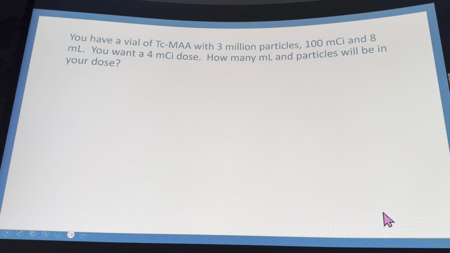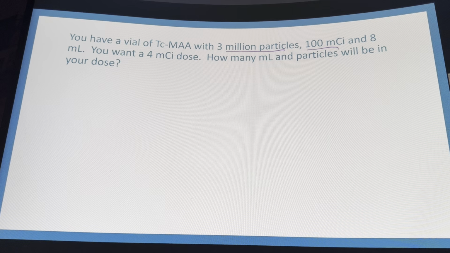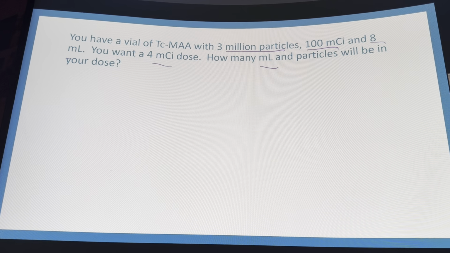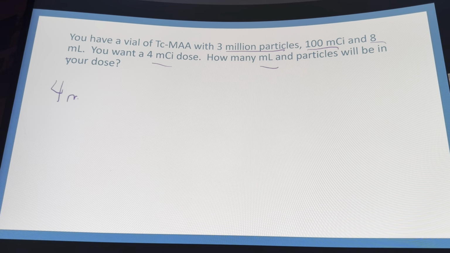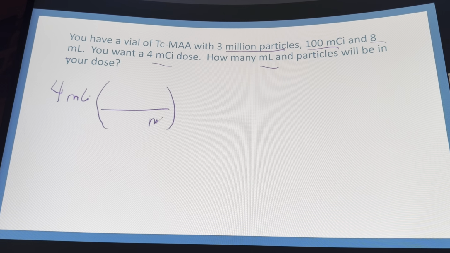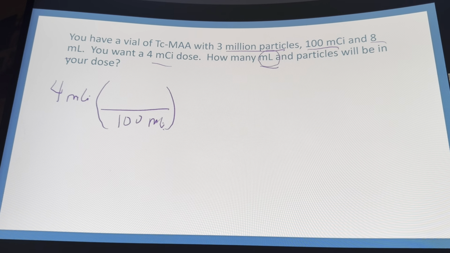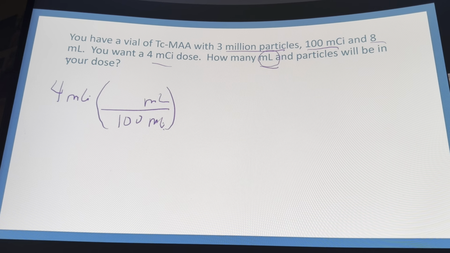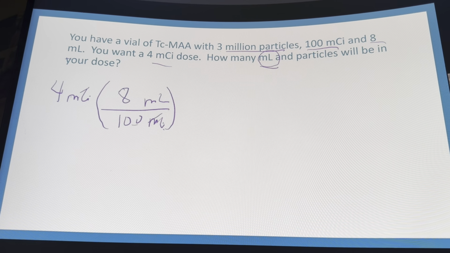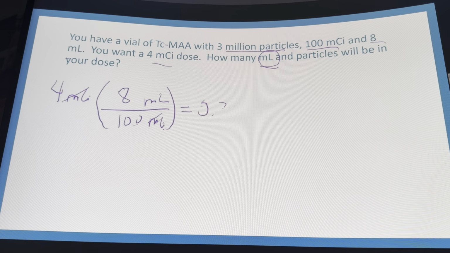All right, you have a vial of Tech MAA with 3 million particles, 100 millicuries, and 8 ml. You want a 4 millicurie dose. How many ml and how many particles? So it wants me to do two problems, and I can do this. I'm going to start with my 4 millicuries. Whatever's on top goes on bottom. I find my millicuries, it's 100 millicuries. First question is, how many ml? So I put the mLs up here and find my mLs, it's 8 mLs. Millicuries cancel. 4 times 8 divided by 100 is 0.3 ml.